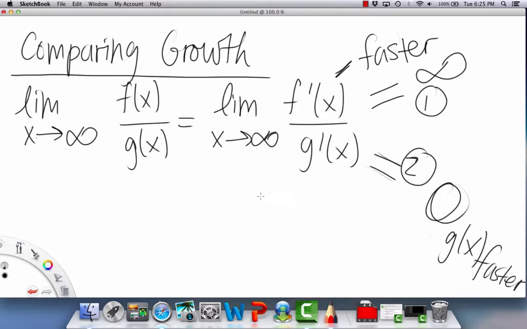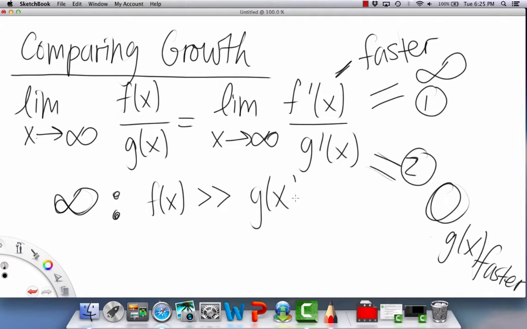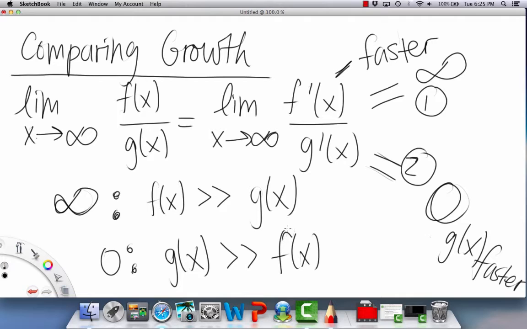Another way to write this, let me see. So I'll write it over here so you can see it better. So when your result is infinity, then that means that f of x is bigger, or it's growing faster, that's what this symbol means, than your g of x. Okay, and exactly the opposite for 0. Then g of x is growing faster than f of x.